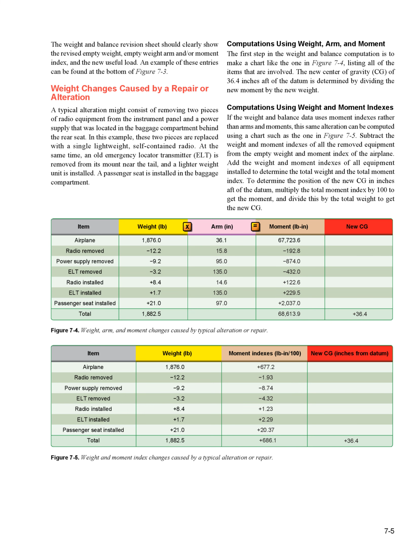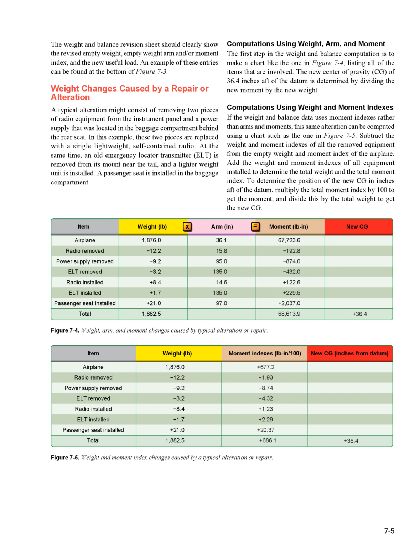Computations using weight, arm, and moment. The first step in the weight and balance computation is to make a chart like the one in Figure 7.4, listing all of the items that are involved. The new center of gravity, CG, of 36.4 inches aft of the datum, is determined by dividing the new moment by the new weight.